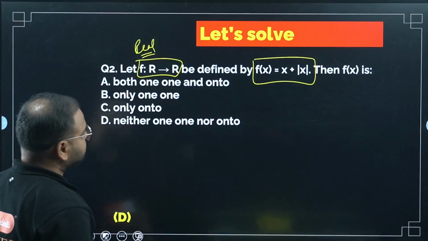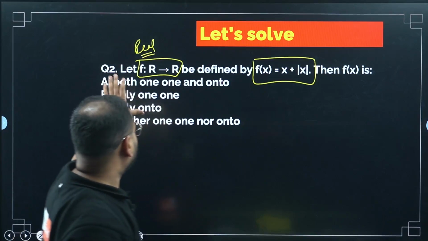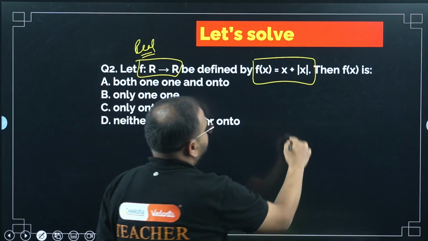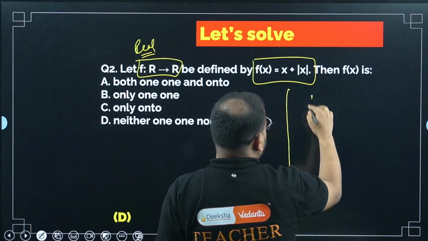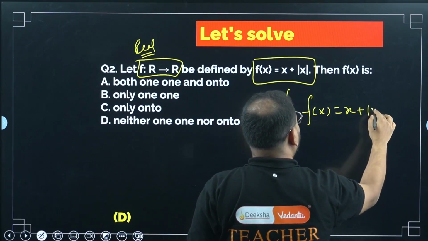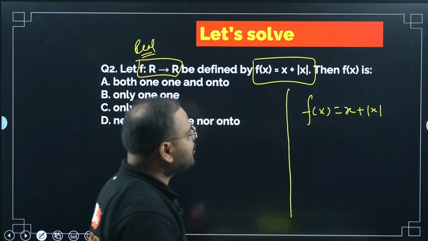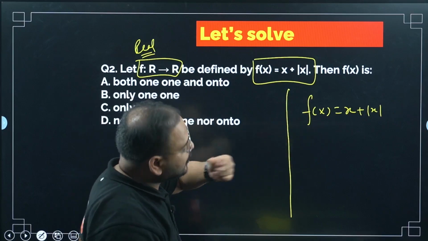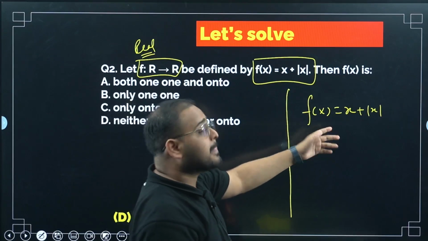We have to choose the correct option. Let's write f(x) first. f(x) is equal to x plus mod x. Now, x is a real number, so I will not know how to break this right now. How will I do it?